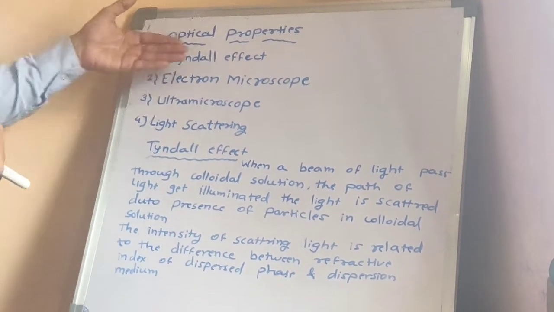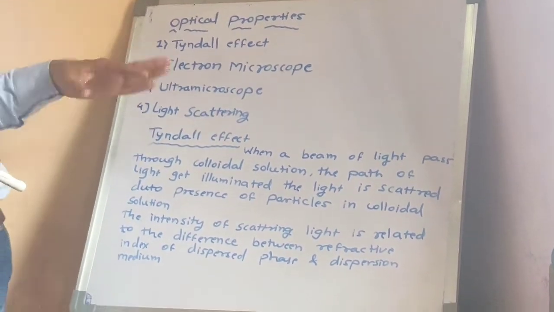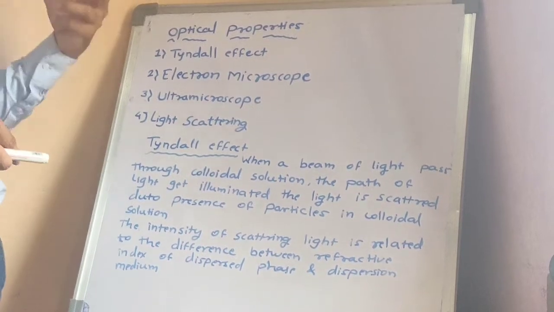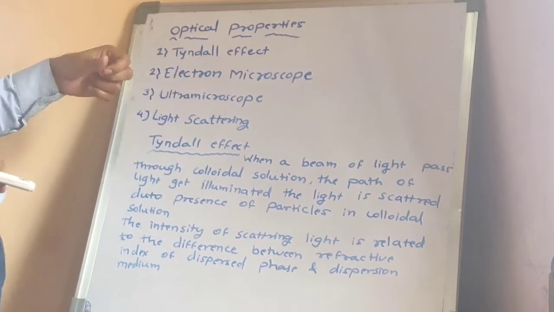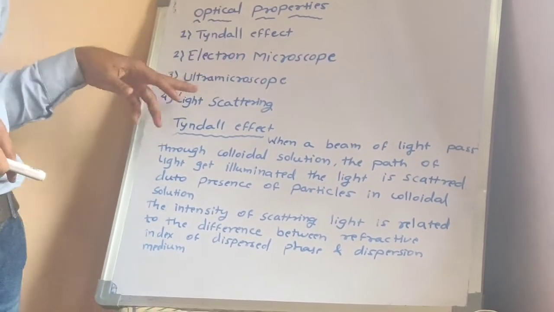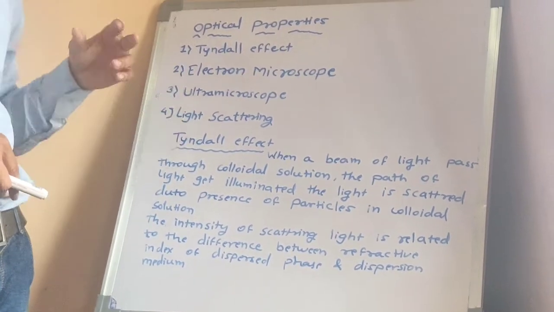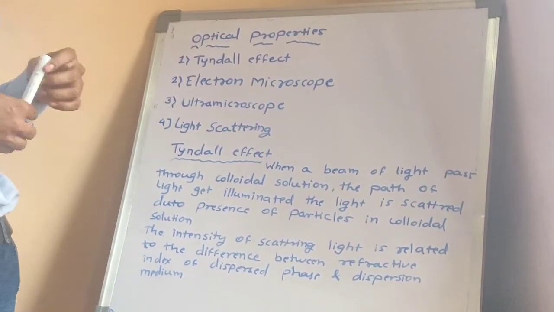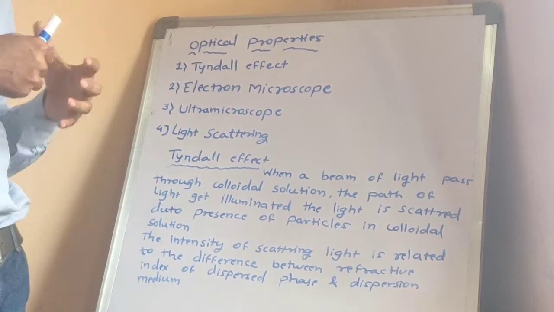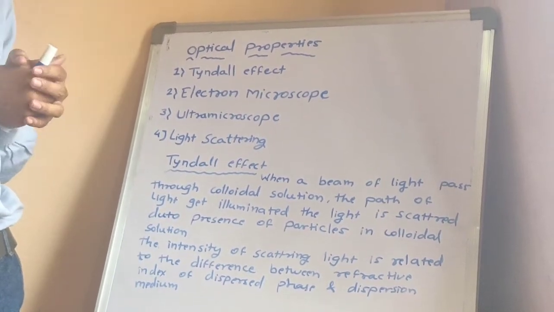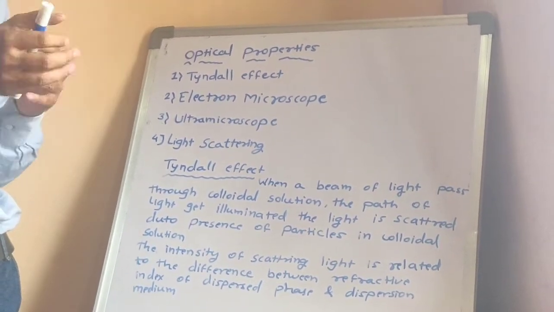There are 4 optical properties of colloidal dispersion. Those are the Tyndall effect, then electron microscopy, third is ultramicroscopy, and light scattering. With the help of these we are going to learn the various dimensions of any dispersed phase and continuous phase.